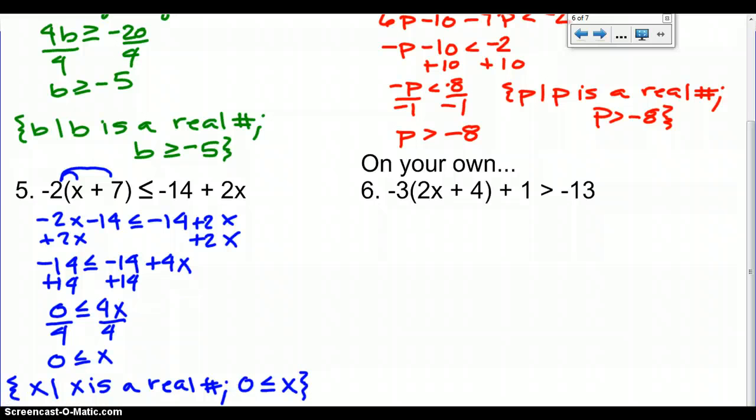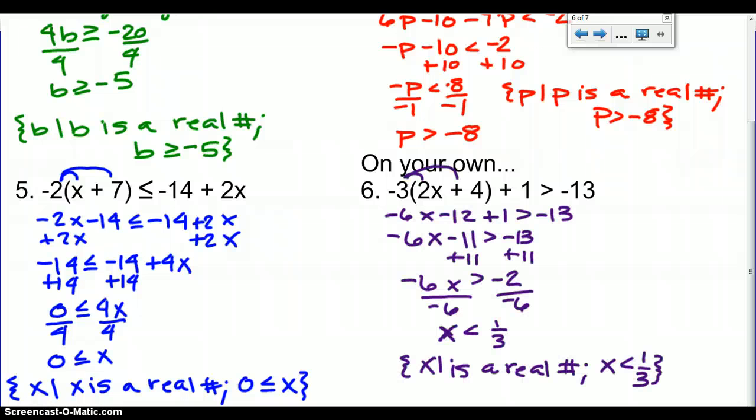I want you guys to pause it right now, do number 6 on your own, and then we will come back and make sure we get the same answer. Okay, I'm back, and I want you guys to look and see what I did. I just distributed on this step, and then I added the 1 to the negative 12, and then we added the 11 to both sides, divided by negative 6. I want you guys to be aware, if you look, since we divided by a negative, we have to switch the sign right here. So it's x is less than 1/3.